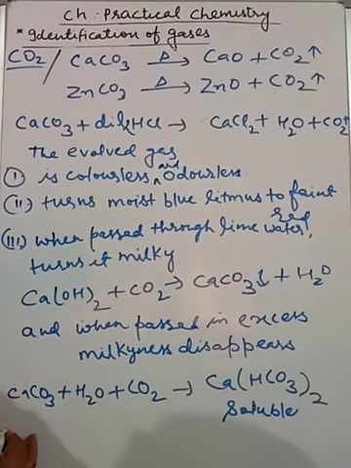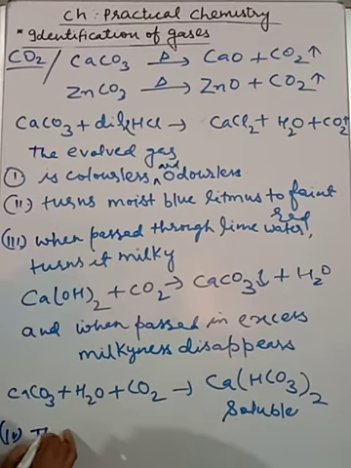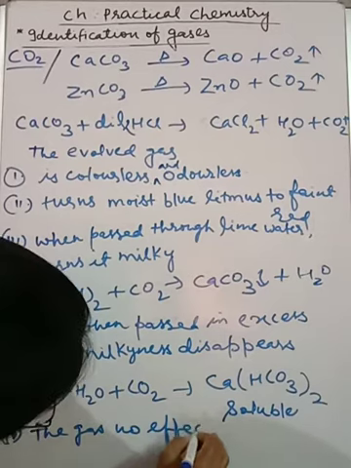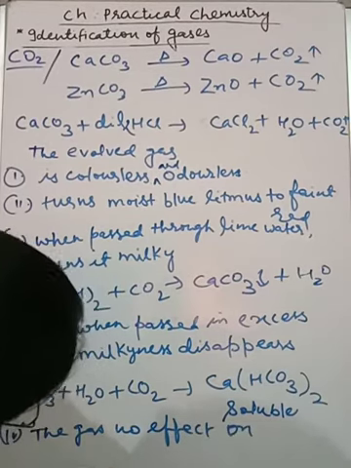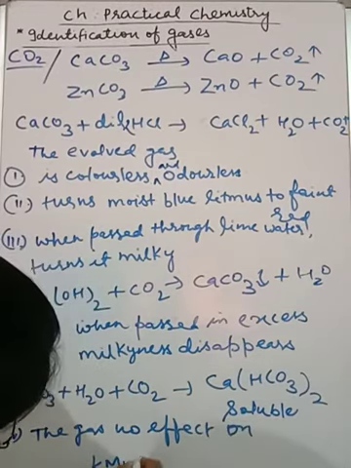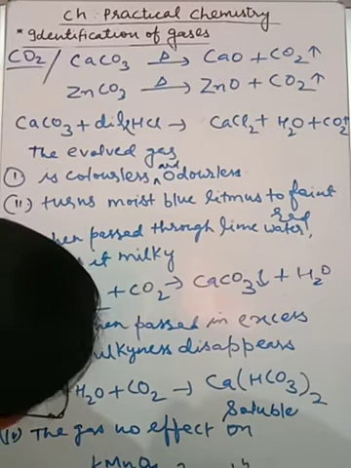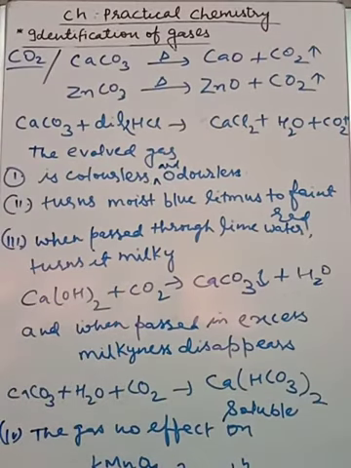Now the last point, and that is common for SO2 and CO2 both. The gas has no effect on KMnO4 as well as K2Cr2O7 solution. This means when this gas is passed through these two solutions, there is no effect. Okay students, now we will discuss SO2 and there we will get the difference between these two.